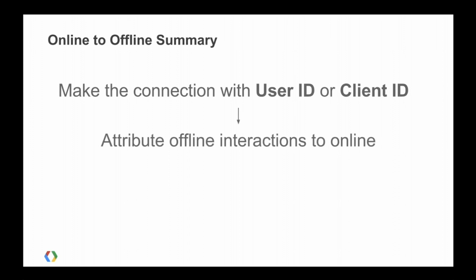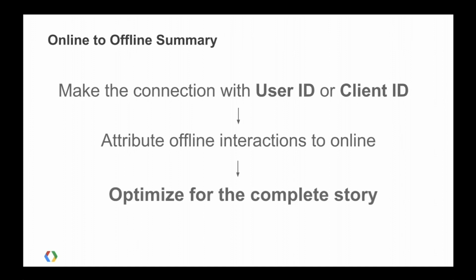All right, just to wrap up things here. The important thing here is we want to make that connection, right? So if you're doing online to offline, you use the user ID or a client ID to make that connection, and that's important. Once you have that connection, then you're able to attribute offline interactions to online campaigns and online interactions. Right? And once you have that, then you're able to optimize for the complete story. So now I'll pass it along to Nick. He's going to finish up.